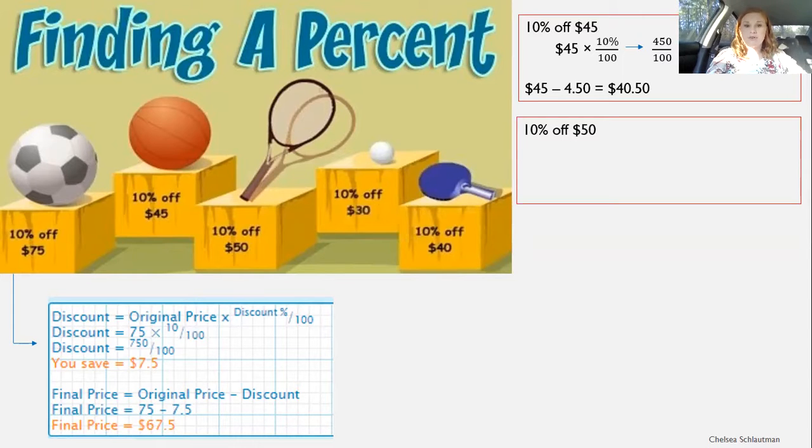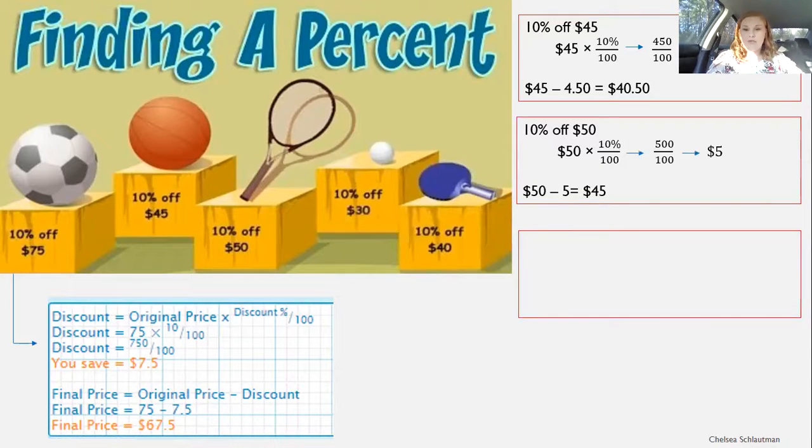Next, we're going to look at a tennis racket. It's 10% off of $50. So we're going to multiply 50 times 10 over 100, which would give us 500 over 100, which equals $5. So that one's pretty easy. So we would take 50 minus 5, which is $45. Next, we're going to look at a golf ball, 10% off of $30. We're going to set it up the exact same way, $30 times 10 over 100, which equals 300 over 100, and then simplified is $3. So $30 minus 3 is $27.